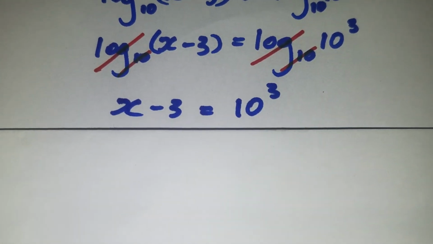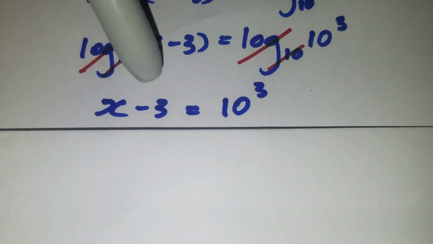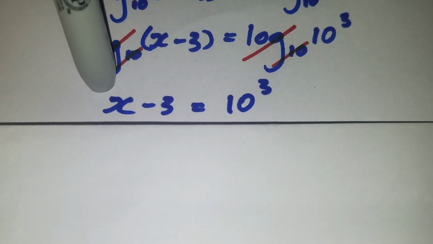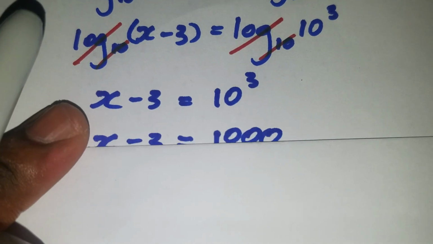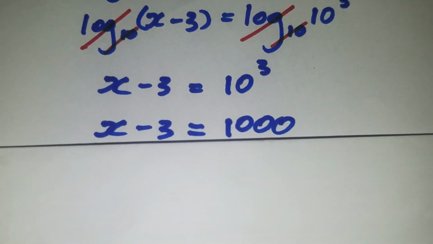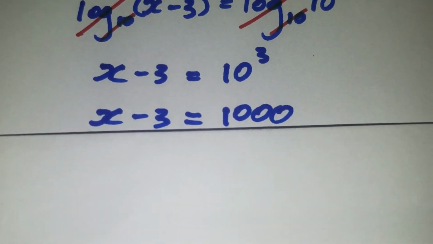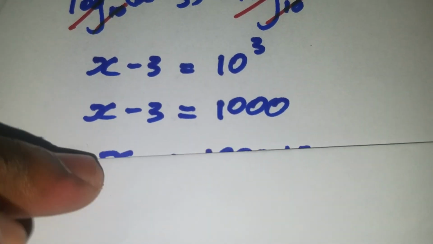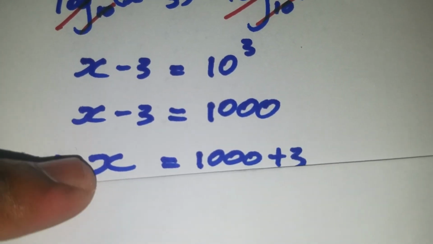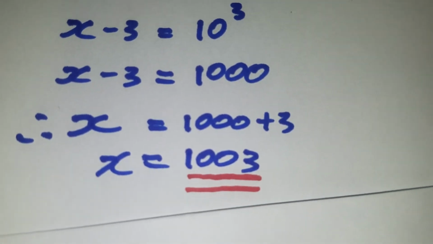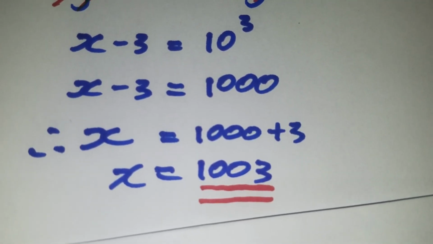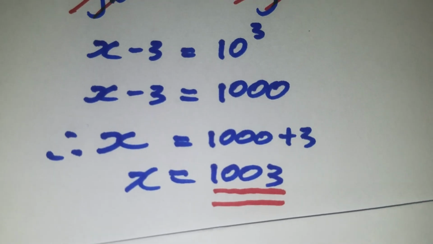And once more, all we do is just regular balancing of equations. To get the x by itself, we need to add 3 to both sides. So as we see here, 10 cubed will be 1000. And from that, x will be equal to 1000 plus 3, 1003. And that's how we do log equations.